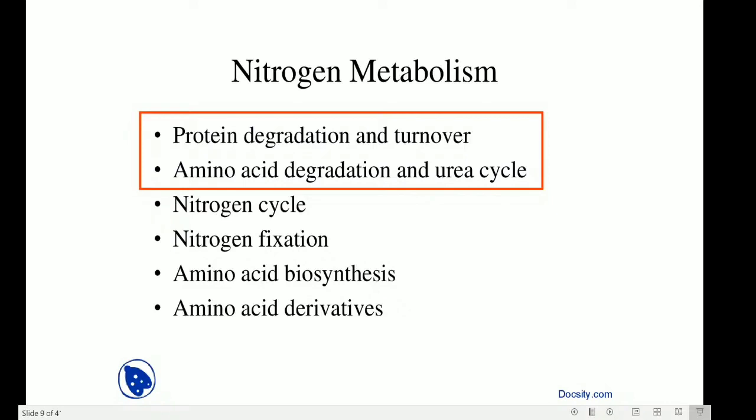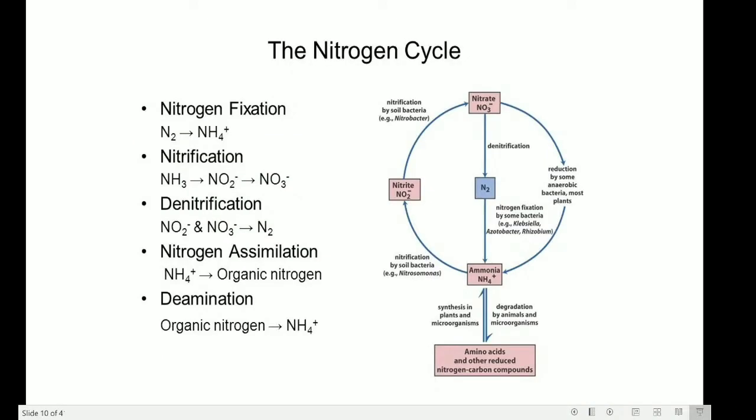In this nitrogen metabolism, protein degradation happens and it turns over into various amino acid synthesis, which helps various cycles. That is the urea cycle, the nitrogen cycle, nitrogen fixation, amino acid synthesis and amino acid derivative production. These are all the sequential processes of nitrogen metabolism. Okay, so what happens with nitrogen? It's a very, very important thing because they ask questions from this kind of output.